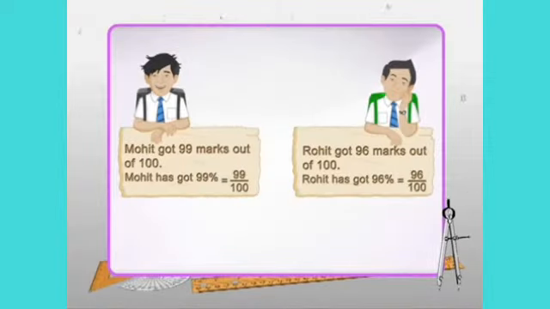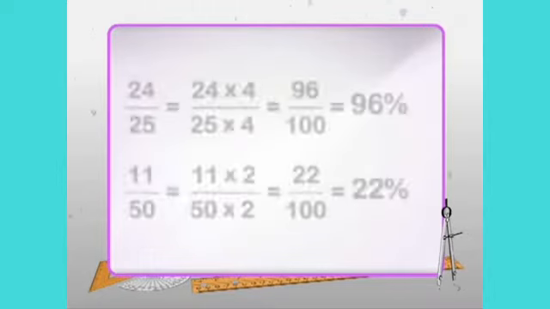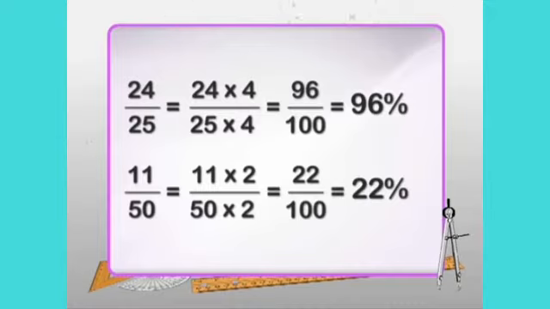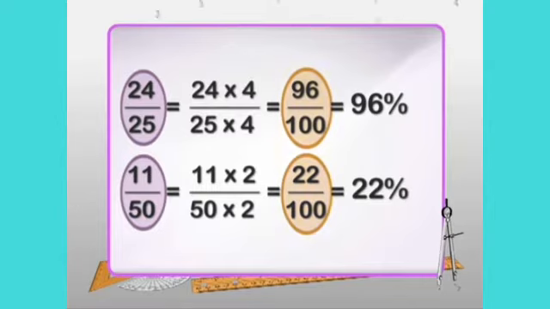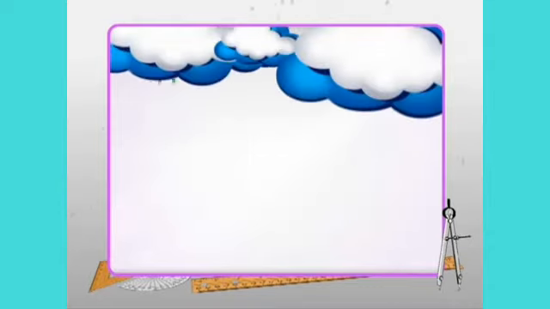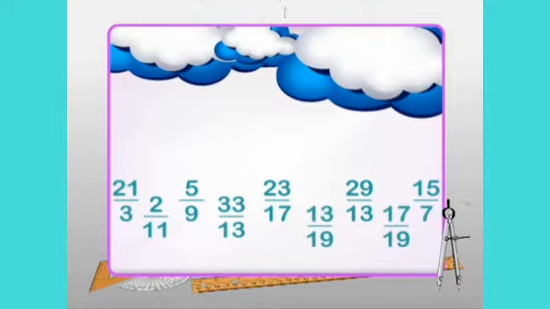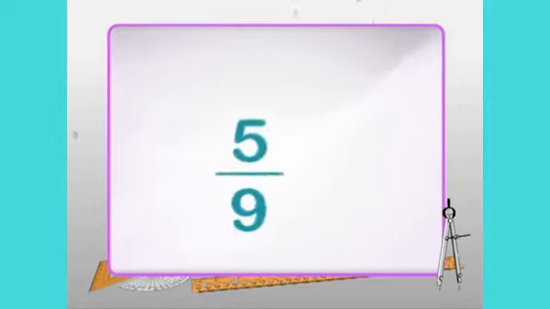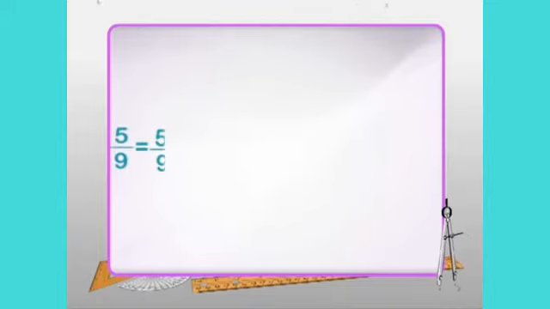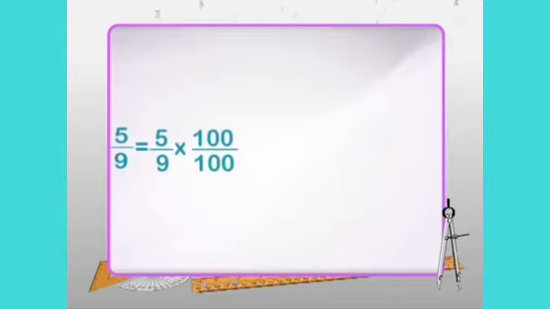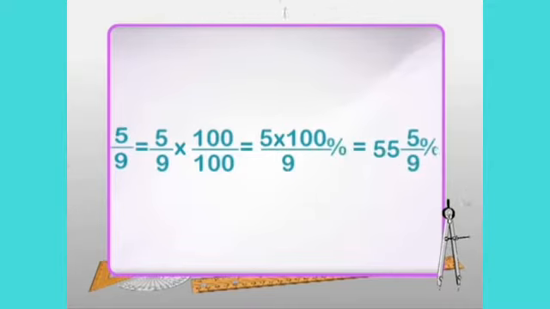We have seen that fractions with different denominators can be compared conveniently by converting them to percentages. A fraction can be converted to percentage by making its denominator 100. In other words, to convert a fraction to percentage, the fraction is converted to an equivalent fraction having denominator 100. Then 1 upon 100 is replaced by percent sign. However, there are many fractions whose denominators cannot be straight away converted to 100. Say for example 5 upon 9. The easiest way to convert such fractions to percentage is to multiply and divide them by 100. So, 5 by 9 is equivalent to 55 and 5 by 9%.